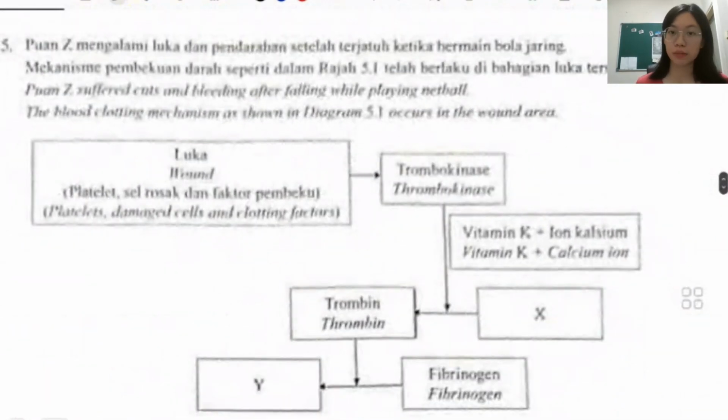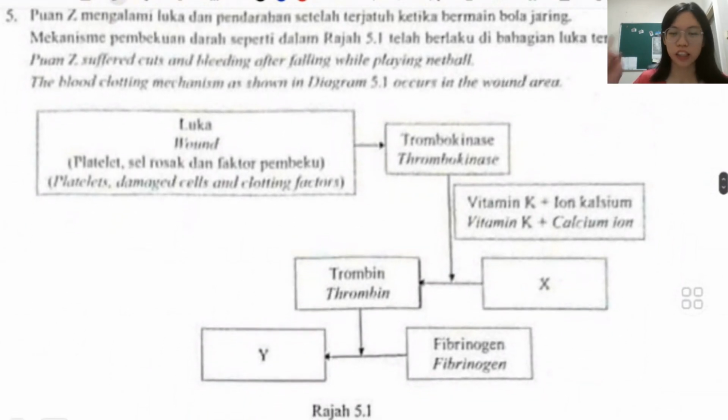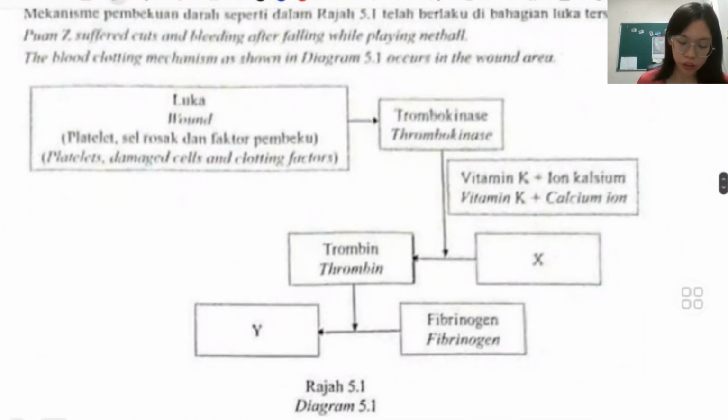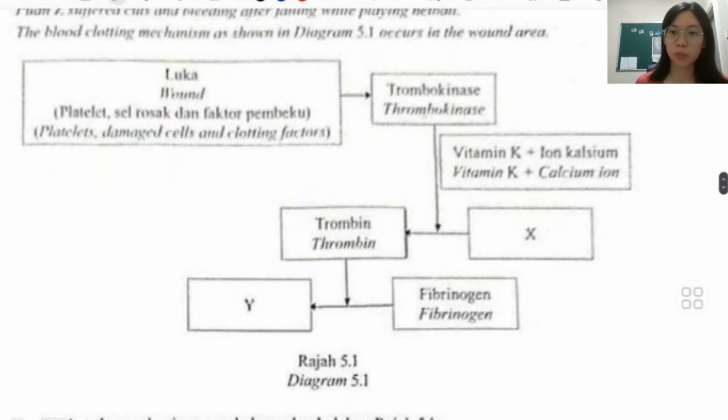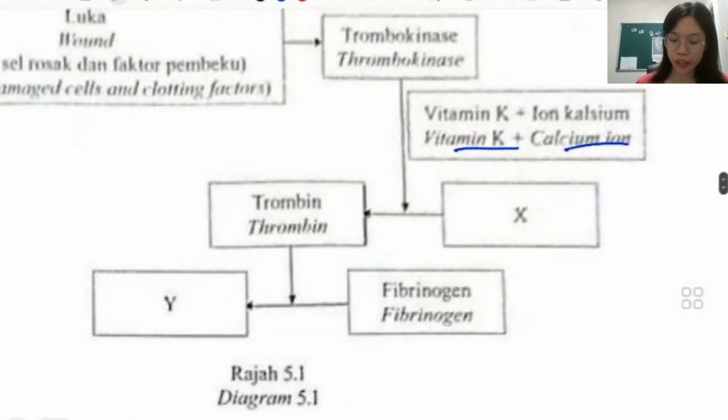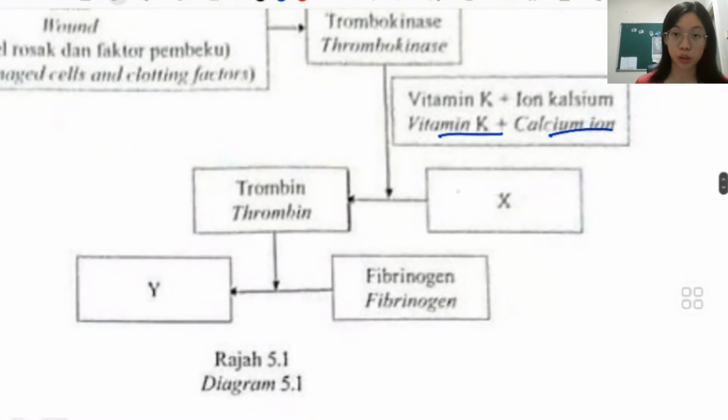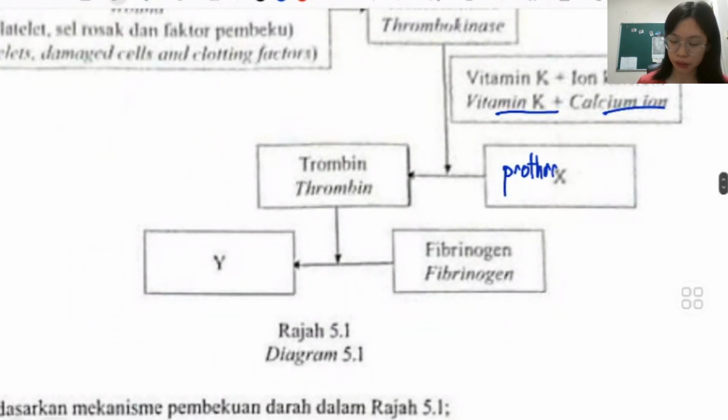And then this is talking about blood clotting. You can check out my previous video about it. You can see that thrombokinase, with the help of vitamin K and Ca2+, converts prothrombin to thrombin. But you have to see the arrow direction properly. They try to trick students, because normally we think it goes to the right, but this one goes to the left. Remember to spell prothrombin correctly.